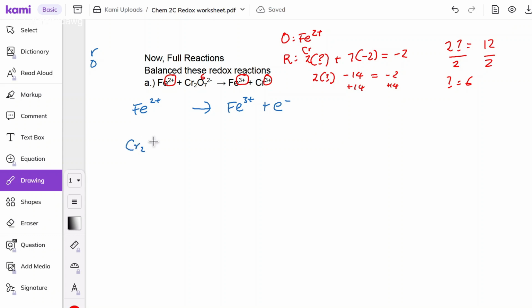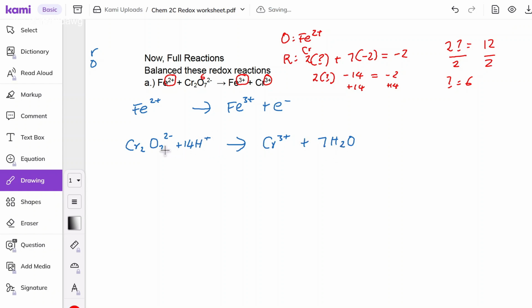So it's Cr2O7 2- becomes just Cr3+. So straight away, as you can see, this side has oxygen, the other side doesn't. So we have to add 7 H2Os for 7 oxygens, and now we have to add 14 H pluses to counter the 7 H2Os.